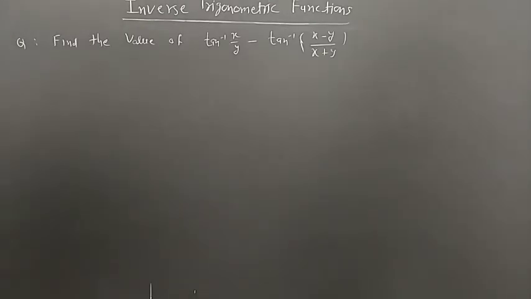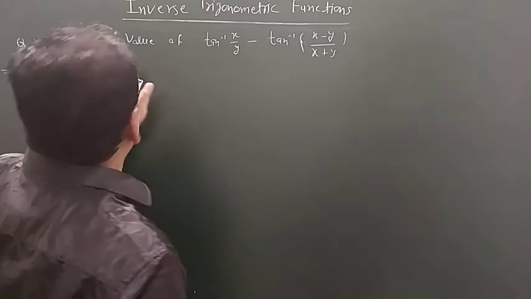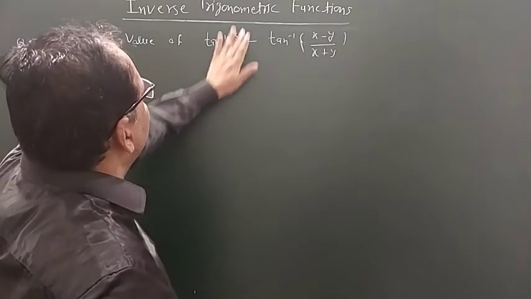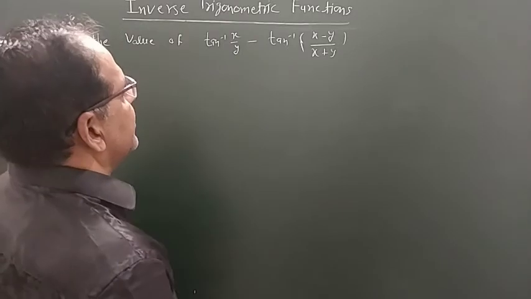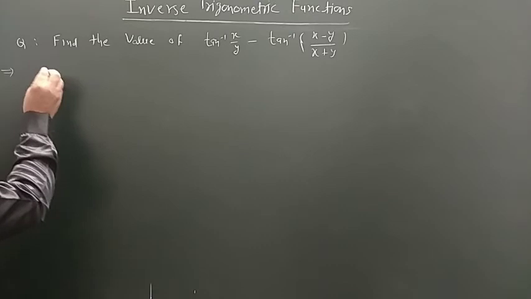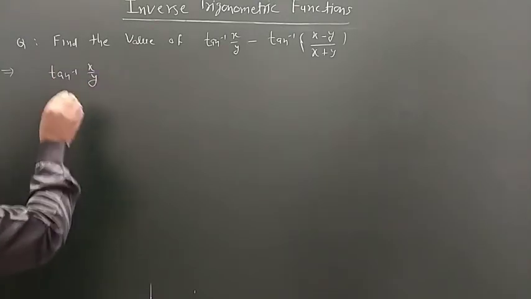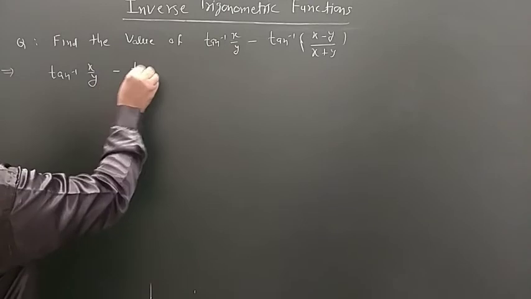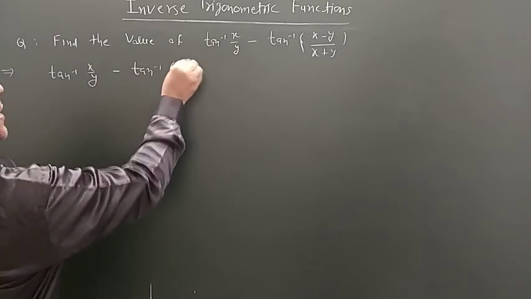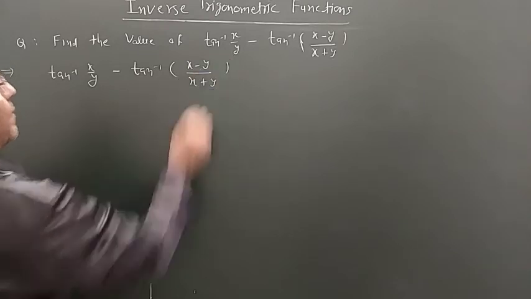Now see one more question from the NCERT book. We want to find the value of tan inverse (x upon y) minus tan inverse ((x minus y) upon (x plus y)). That means we want to evaluate this. So now the next step becomes tan inverse (x upon y) minus tan inverse ((x minus y) upon (x plus y)).